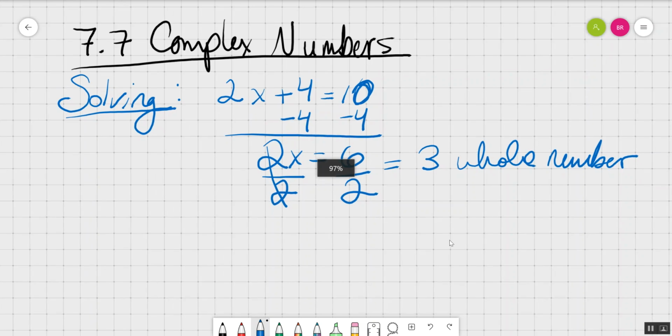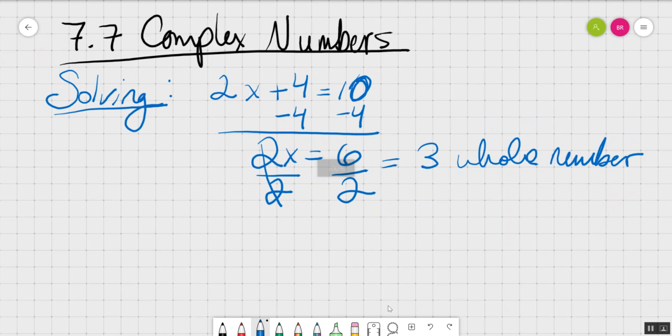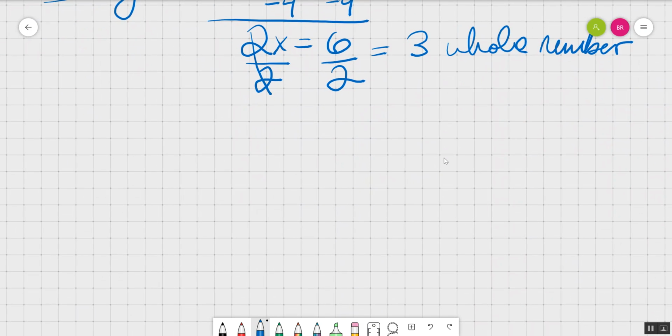Good times. Oh, no, I don't want to zoom. Sorry about that. I don't know if I like this new program.